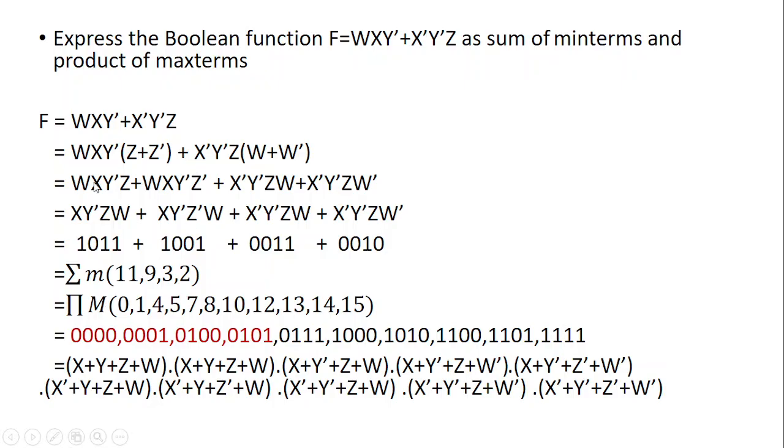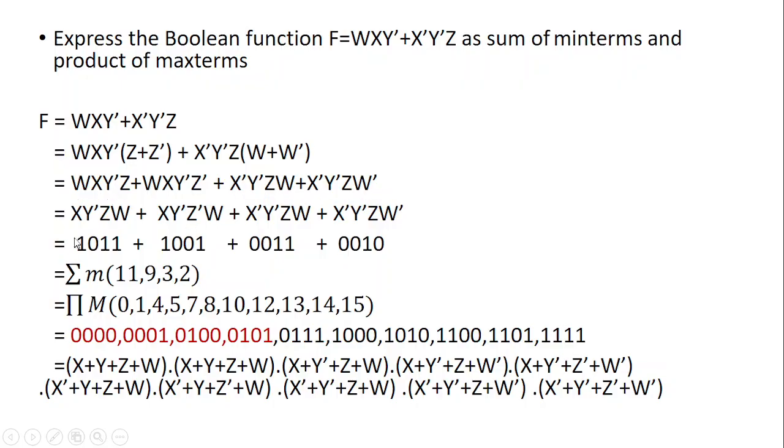Sometimes w is first, sometimes x is first and so on, but just rearrange them so that they are all in the same order. So I write it in x y z w. X is written first, y next, then z, then w. Just rearranging the terms. If x bar is there, you write x bar; if z bar is there, you write z bar. Again x bar, y bar, z, w. So you got all of the terms now.